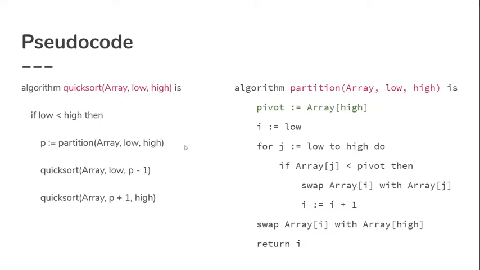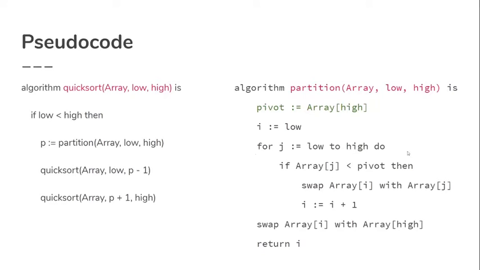This is the pseudocode. Quicksort is the parent function. It takes three variables. The first one is the array, low is just the zeroth index, and high is the last index. So what we need to do is find the pivot index. For finding the pivot index, we are using a partition function. In this partition function, we have three inputs: the array, the zeroth index, and the last index. In this example, I am taking the pivot element as the last element.